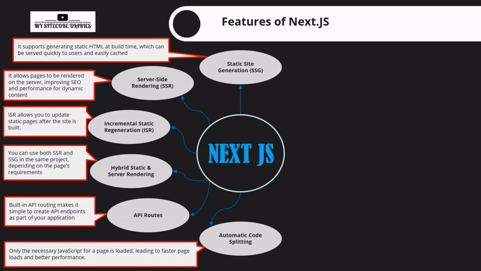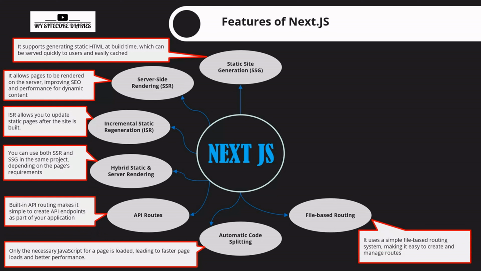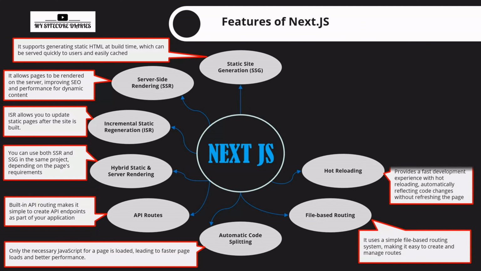Automatic code splitting. Only the necessary JavaScript for a page is loaded, leading to faster page loads and better performance. So code splitting is done, and only the code which is required for the page load is downloaded on your browser. So that is a faster page and better performance. File-based routing. Next.js supports file-based routing, so it uses a simple file-based routing system, making it easy to create and manage routes.